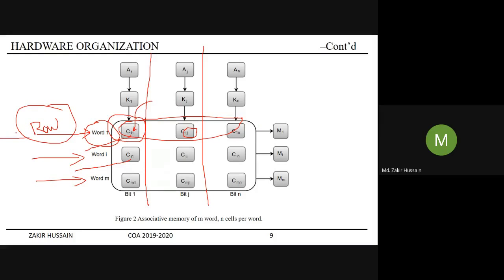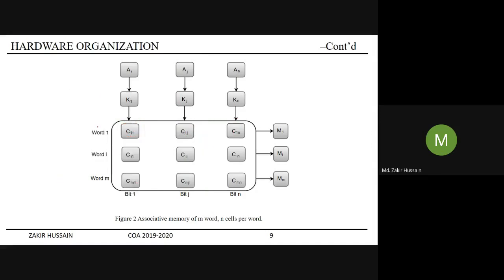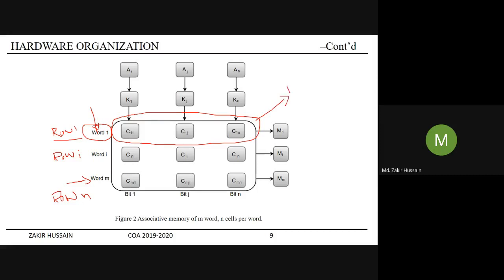In this row, you see the row first here. Row means the word itself. This word itself is, let us say, a row. This is row 1, and this is row i. Likewise here is row M. So in each row one word is there. In one word, few bits are there. Now the question is, in any row, how many bits are there?